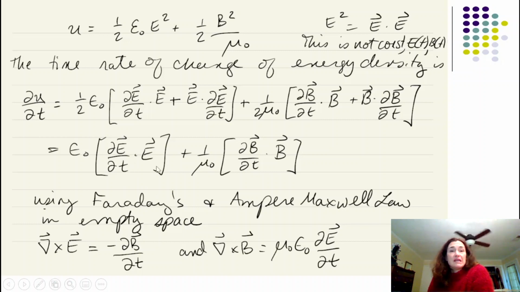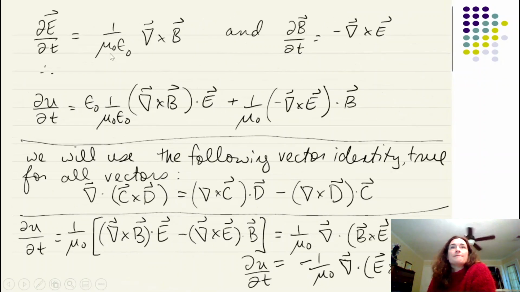Now to remind you, in empty space, which means no currents, no current densities, no static charges, things like that, I have the curl of E is equal to negative partial B with respect to t. That's 1. And the other equation is the curl of B is equal to mu naught epsilon naught times partial E with respect to t. So I've got my partial E with respect to t and my partial B with respect to t. I'm going to plug in for those in my partial U with respect to t. Ready to go? All right.